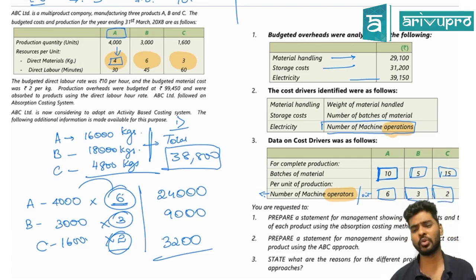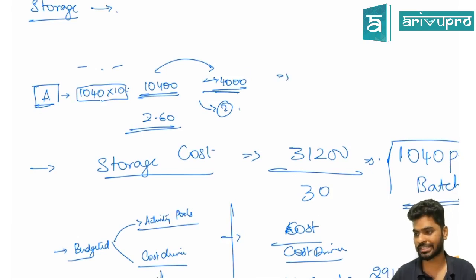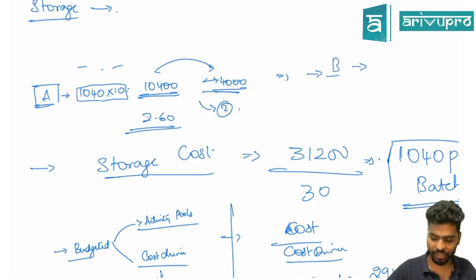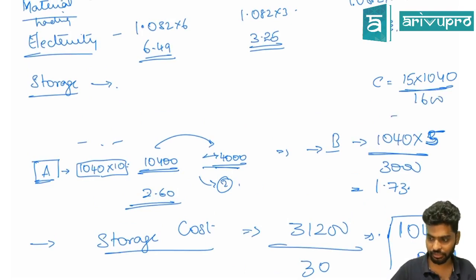When I'm trying to look into the 10 batches, what is happening? My entire cost of 1040, I'll multiply by 10 batches and then divide by the 4,000 units, which will give me 2.60. Same thing I'll be doing for the other one. For B, it is 1040 into 5 batches, and you are going to be producing 3,000 units, which comes to 1.73. And for C, it is going to be 15 batches of 1040 divided by 1600.